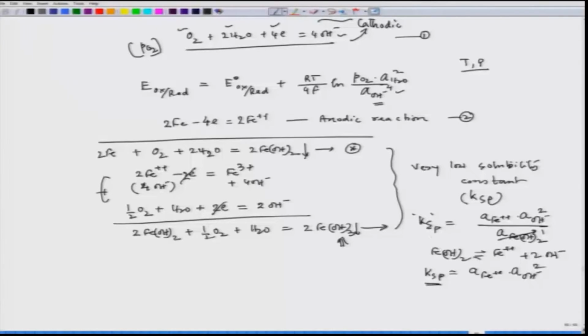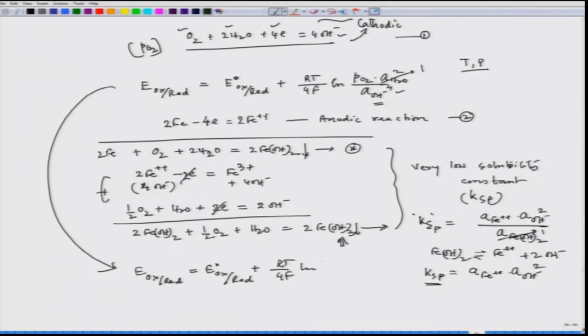And since they have a very low solubility product, we can say that they are partially soluble. So the activity of OH minus we can consider to be fixed in this particular situation. And the activity of H2O, if it is pure, can also be considered as 1. So now the entire equation boils down to this, plus RT by 4F ln PO2, the partial pressure of oxygen.